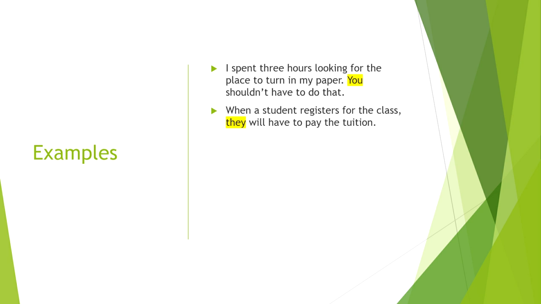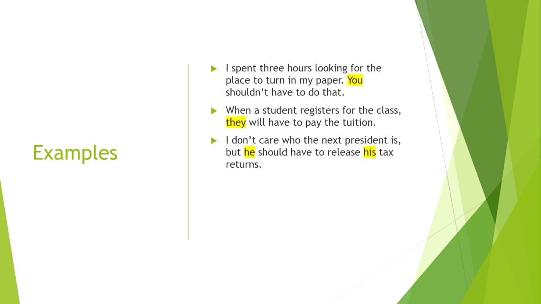Also, when a student registers for class, they will have to pay the tuition. So notice that a student is singular and they is plural. So something's off here. This again relates to the gendering of pronouns. Someone who says this is probably trying to avoid the fact that our pronouns in the singular are gendered. So they made it plural inappropriately because the antecedent is a student, which is singular. Okay, so we'll talk about how to fix that and get around some of those problems.